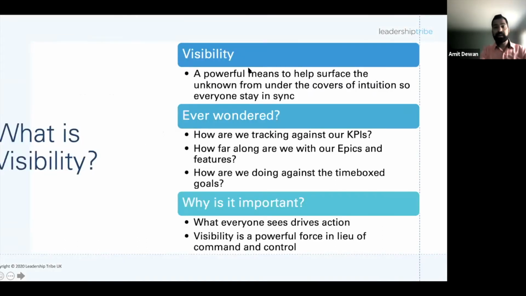So again, visibility, I've put in a brief description here: a powerful means to help surface the unknown from the covers of intuition, so everyone stays in sync, right? A lot of times, without data, you'd hear people come back and say, you know what, I think the project is on track. And then you go back and ask them, how far along are we?